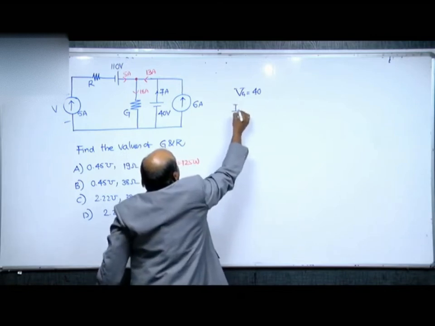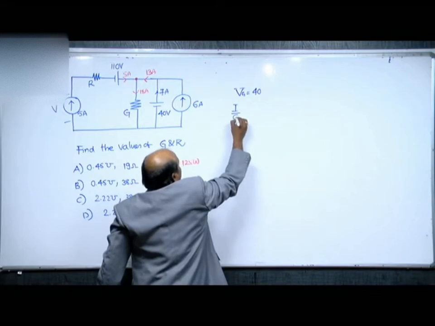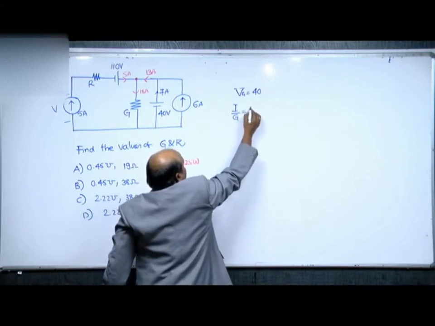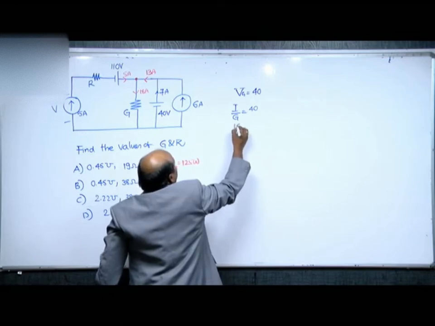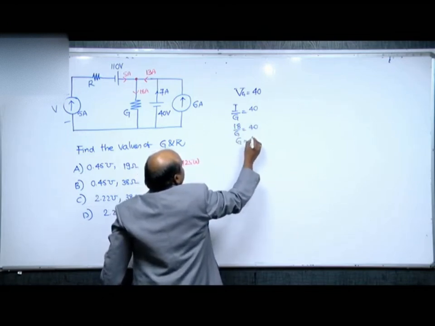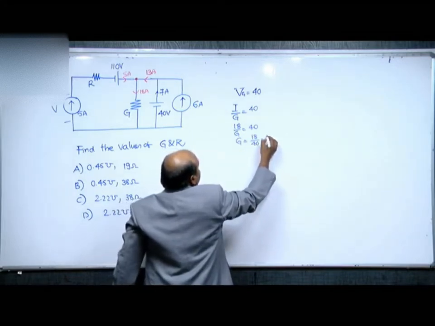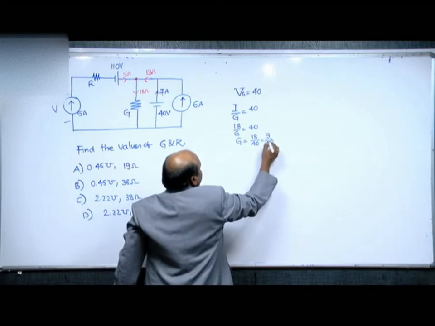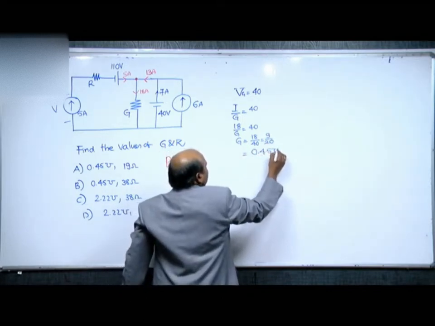This I can define as current I into R, or I by G also we can take in terms of conductance, which is equal to 40. Now, 18 by G is equal to 40, from this the G value is equal to 18 by 40, which I can take as 9 by 20, so we are getting 0.45 mhos.